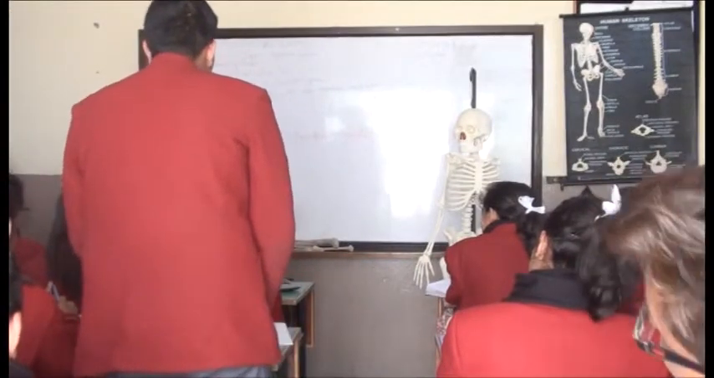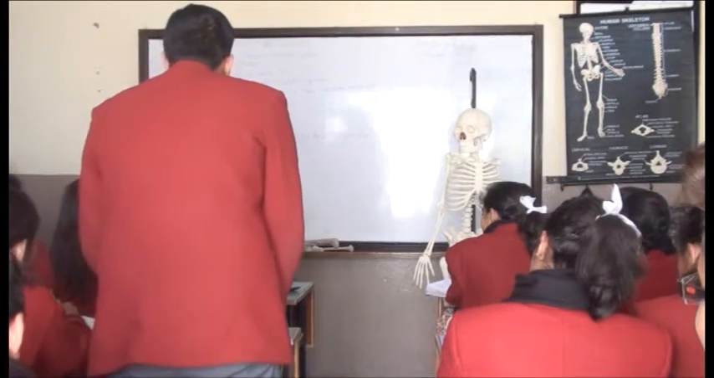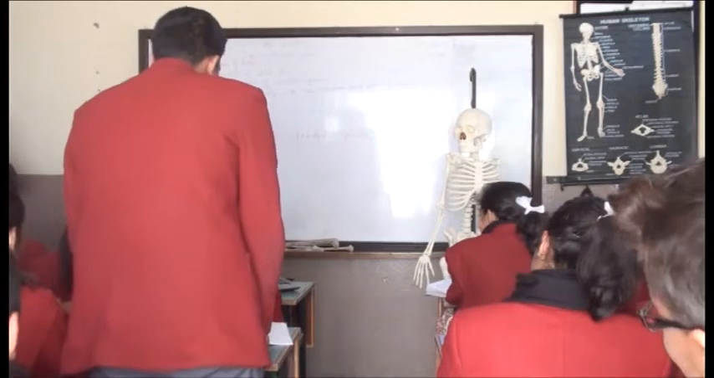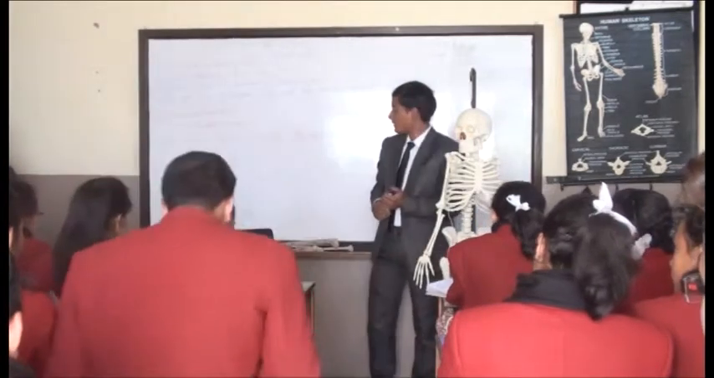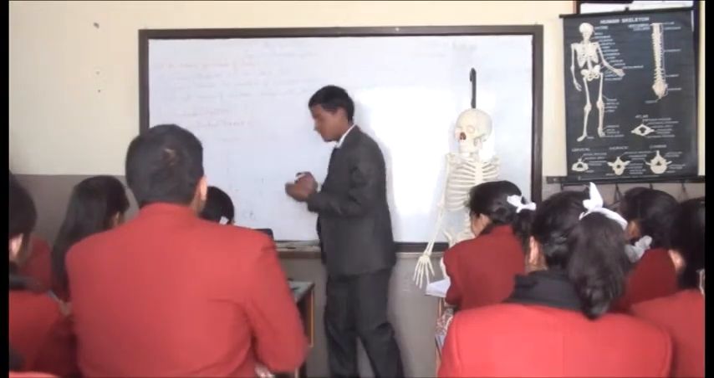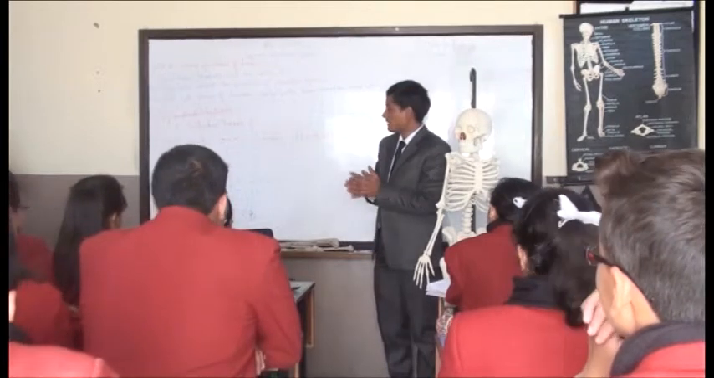Tarsals, there are 7 tarsals in one leg. So altogether 14. 10 metatarsals and 28 phalanx we have, sorry, 28 phalanx, isn't it? 14 on each leg.